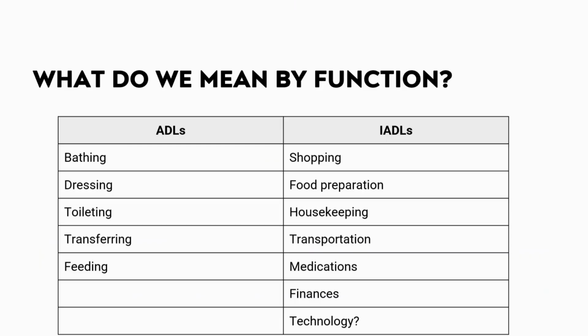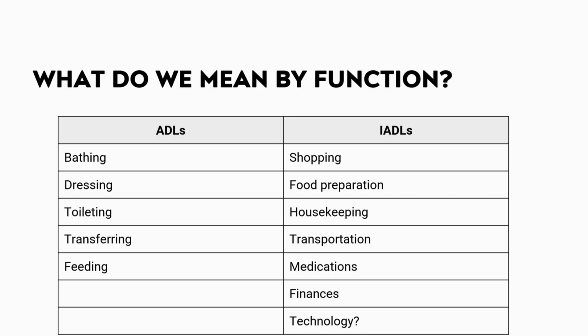When we talk about function, and this is what the Clinical Frailty Scale is based on, we're talking about BADLs or ADLs and IADLs. In case you're not familiar with this nomenclature, your BADLs are the basic things you need to do to survive in the world: feeding yourself, toileting yourself, dressing yourself, hygiene and bathing, and transferring yourself from one place to another. Your instrumental activities of daily living are the more complex things required for you to live independently.